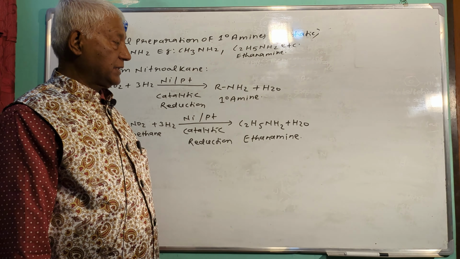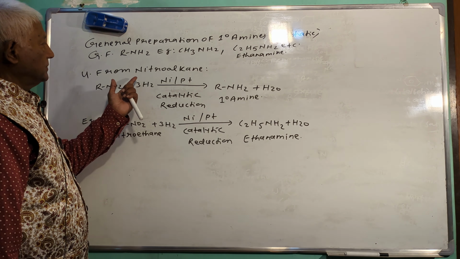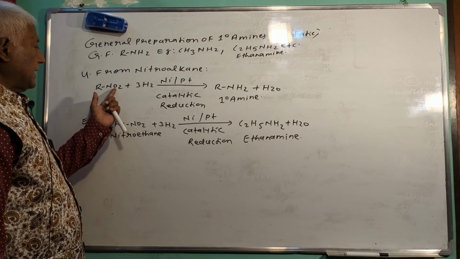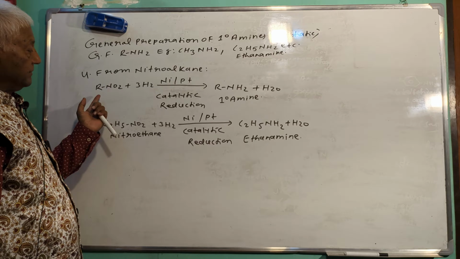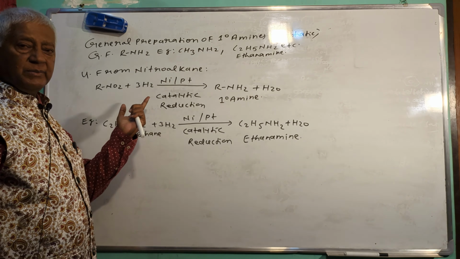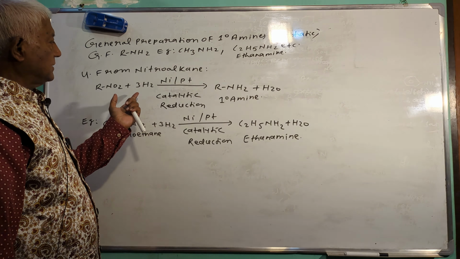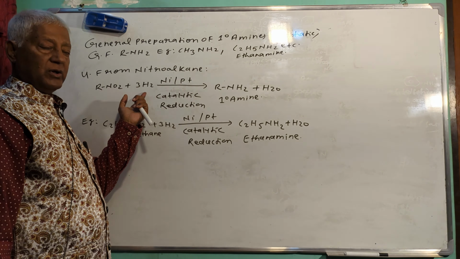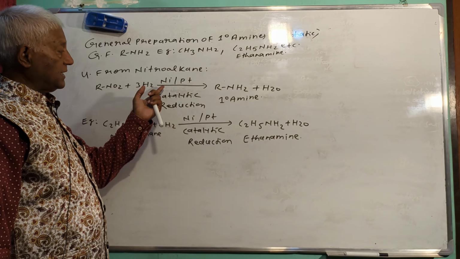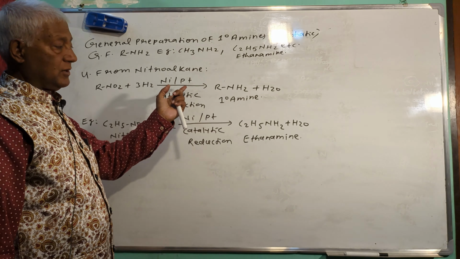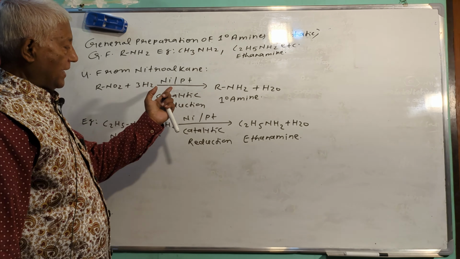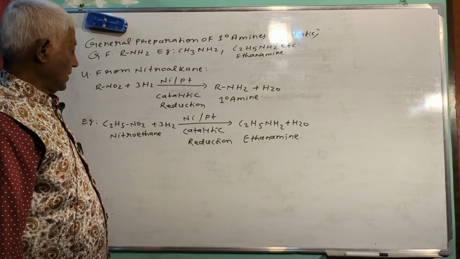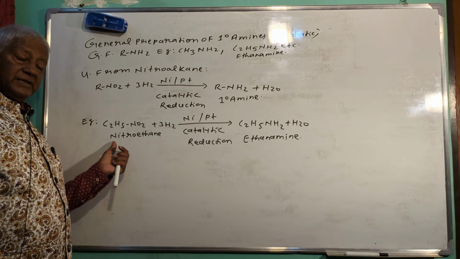The next method is from nitroalkane. RNO2 is the nitroalkane, where R may be methyl, ethyl, propyl, any aliphatic group. After catalytic reduction, when treated with hydrogen in presence of heated nickel or platinum catalyst, you get primary amine and water.